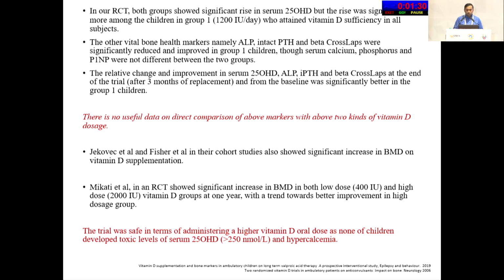So there is not much data on such direct comparison, but some researchers, including Mikati et al., in his RCT, showed the effect of a low dose of 400 IU per day versus a high dose of 2000 IU per day on BMD. And he showed that though both had significant improvement in BMD, the subjects receiving the higher dose had a better and more significant improvement. So this trial was safe, and none of the children developed evidence of vitamin D toxicity or hypercalciuria or hypercalcemia.